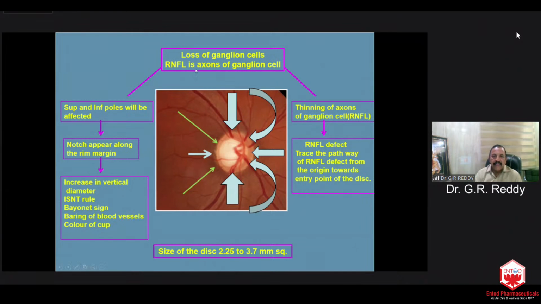When there is a loss of retinal ganglion cells, the vertical diameter will increase, a notch may appear, there may be bayoneting of the blood vessels, a Baring sign, a hemorrhage, associated with loss of beta zone. But when the disc is very small, these signs may appear late, and if the disc is large, it may be very difficult to appreciate these signs.